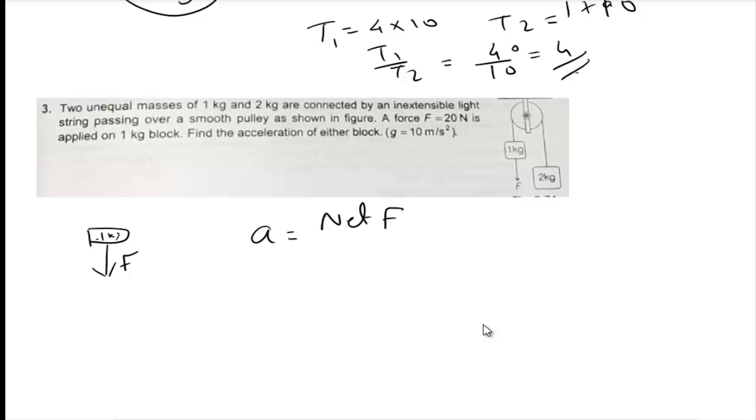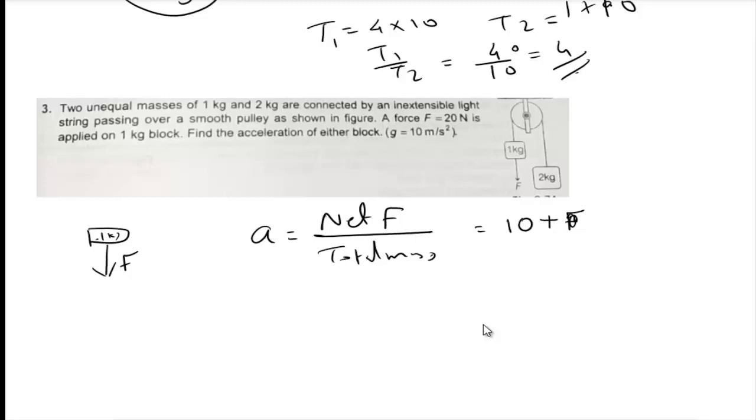Acceleration equals net force acting on the body divided by total mass. What is the net force acting when it is moving downward? Here we can consider the force acting on the 1 kilogram as positive in the direction of motion. So here 1 into 10, that is 10, acting in that direction. In the same direction the force is also acting, right? And the total mass we need to consider for the acceleration.